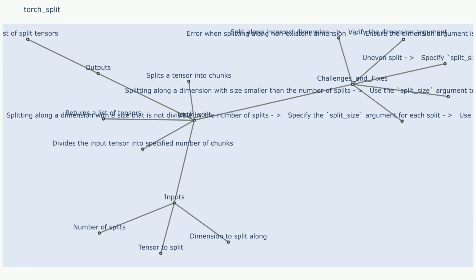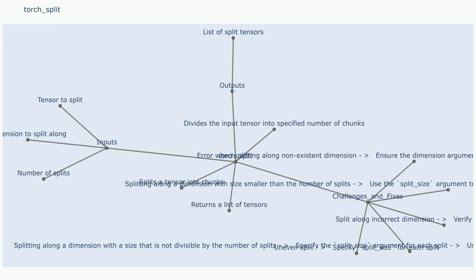Inputs. Tensor. The input tensor to be split. This is the tensor that will be divided into subtensors. Split size or sections. This argument specifies how the tensor should be split. It can be either an integer or a list of integers.